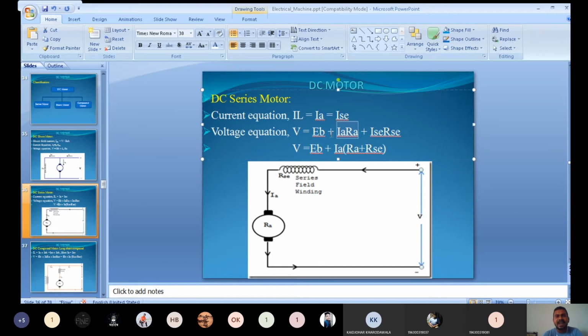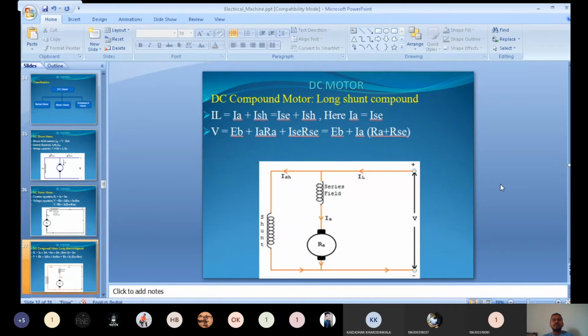Now this ISC and IA are same. So we are putting ISC is equal to IA. So here equation becomes V is equal to EB plus IA RA plus IA RSE. Now we are taking IA common. So equation becomes V is equal to EB plus IA into (RA plus RSE). This is the voltage equation of DC series motor.